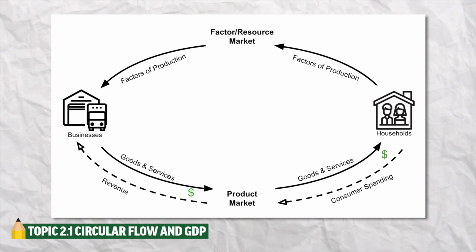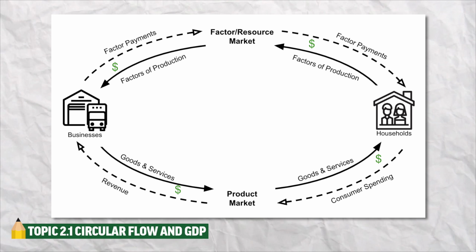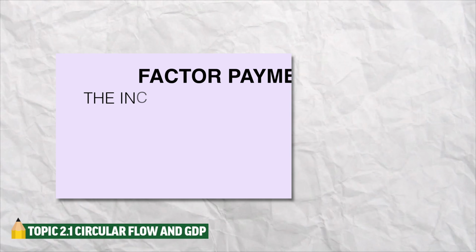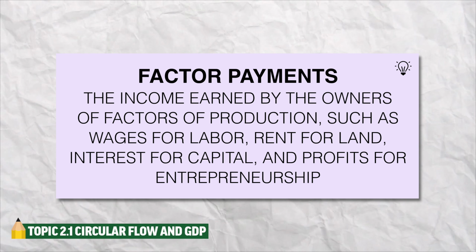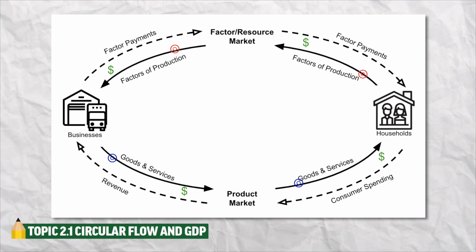Households pay for goods and services with money, and businesses use that money to pay for the factors of production. These are called factor payments. For labor, households are paid wages. For land, they're paid rent. For capital, they get interest. And for entrepreneurship, they earn profit. And this is why it's called the circular flow model. It shows how goods and services, resources, and money all flow in a market economy.